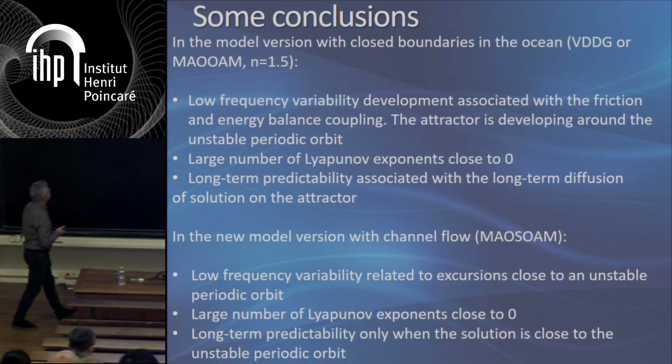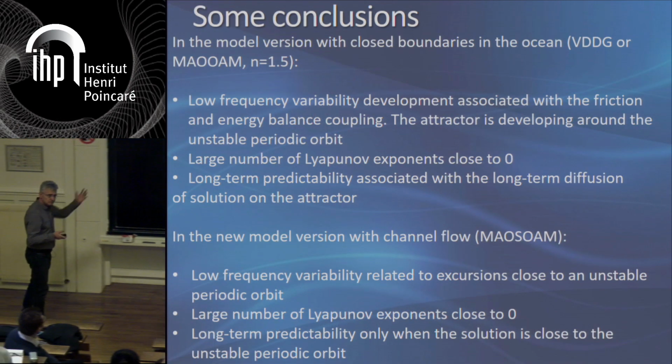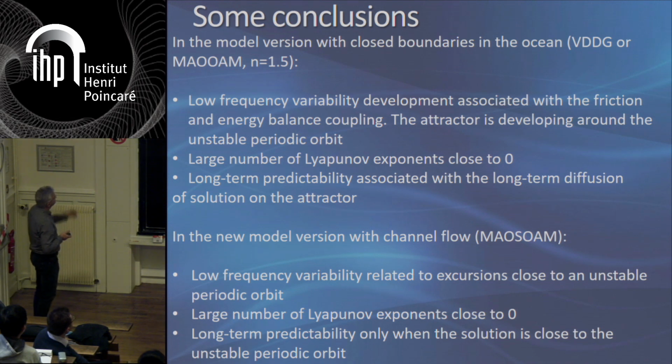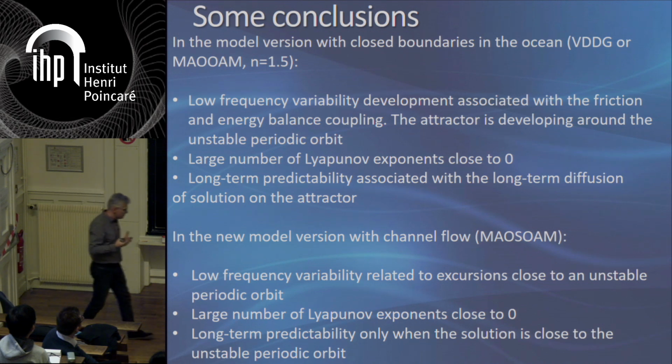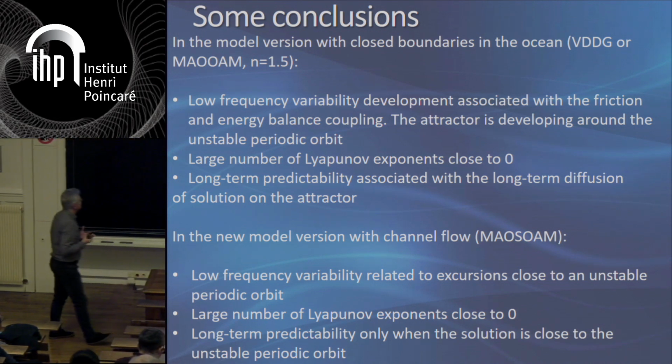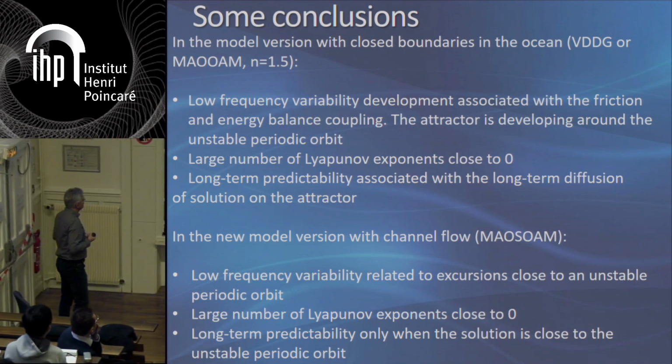And these are the conclusions, and I just want to say a few things. First, you can see that low frequency variability is developing in this coupled ocean-atmosphere model when you have a large friction coefficient. And in the first version of the model, the attractor is developing around an unstable periodic orbit, okay? And you can have a very long predictability in this case.